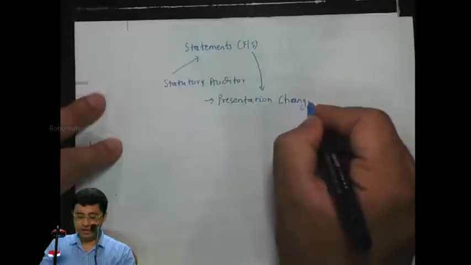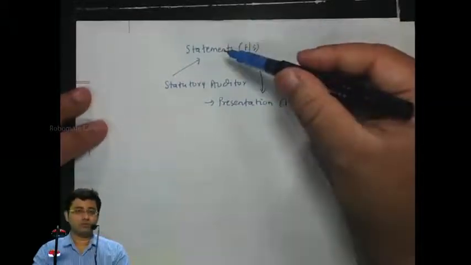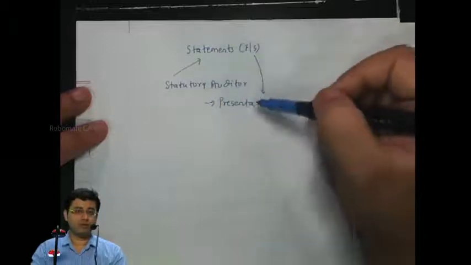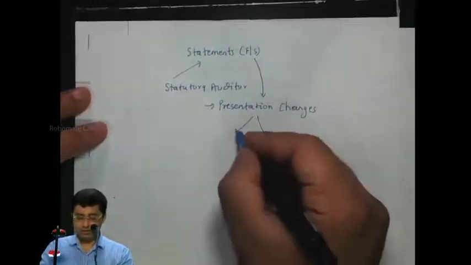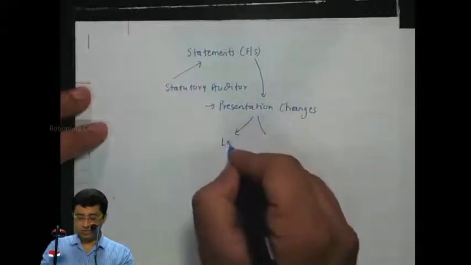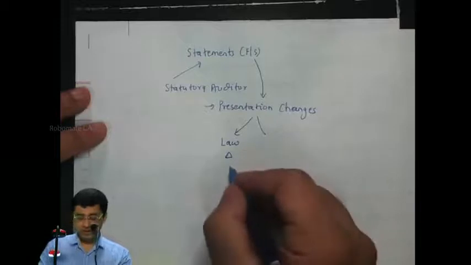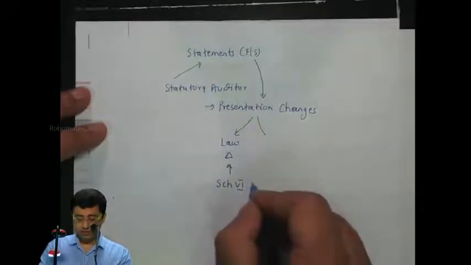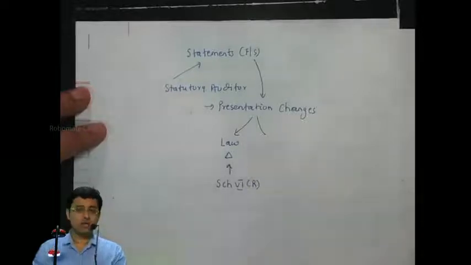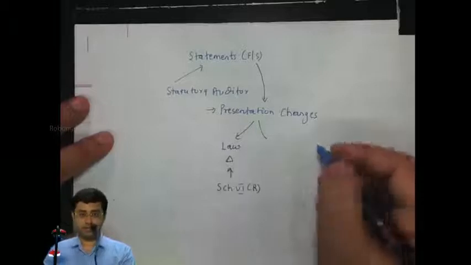This standard is slightly complicated to understand, so I want proper attention. So the financial statements which are given to the statutory auditor, the presentation changes. Now why does the presentation change? Sometimes because of a change in law. If the law changes, the presentation will change. Recently we had the concept of the new Schedule 6 coming in, the revised Schedule 6. So we all know the standard is also equally important because of the revision in Schedule 6.